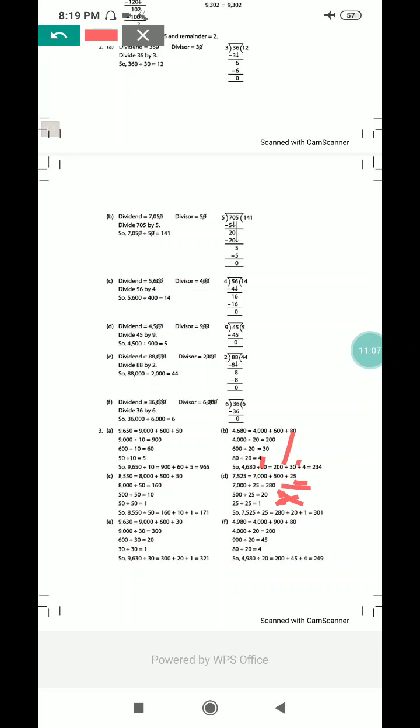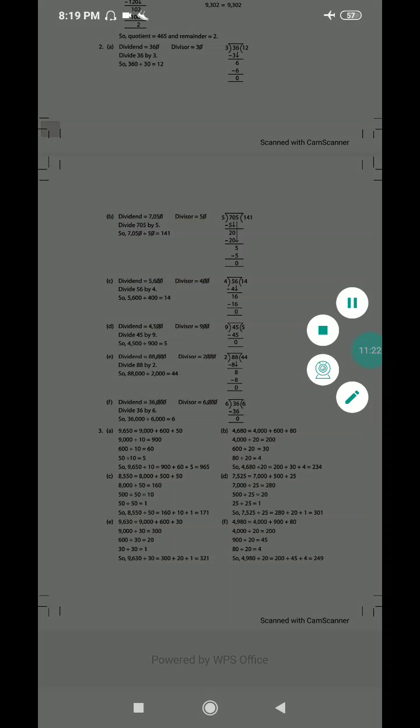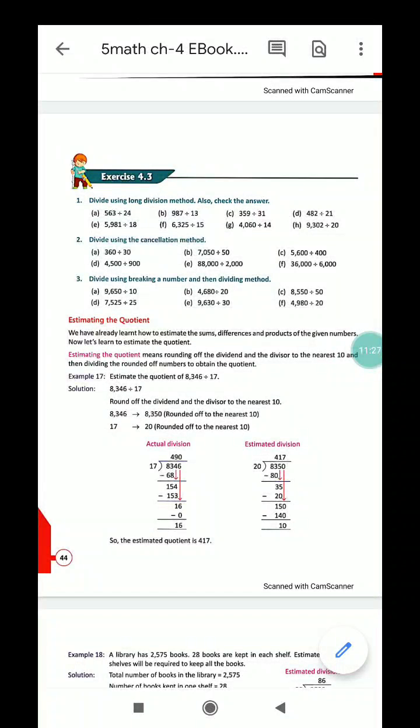So we have completed this exercise number 4.3. Next day we will start the explanation of exercise number 4.1. Sorry, 4.3. Now leave it for next day. We will start the explanation of exercise number 4.4 today only.